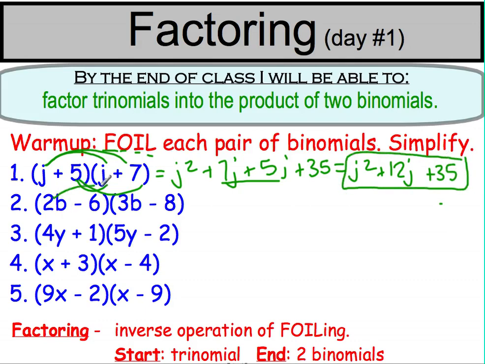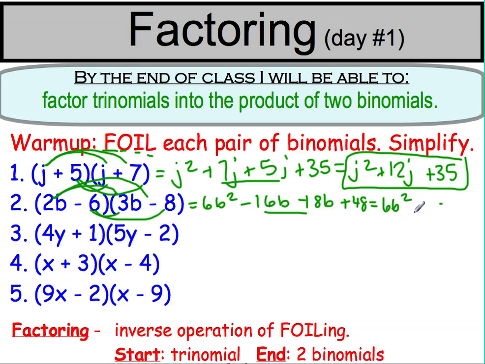That would be 2b times 3b, which is 6b squared. 2b times negative 8 is negative 16b. Negative 6 times 3b is negative 18b. And negative 6 times negative 8 is a positive 48. We combine the middle terms. Let's see, we'd have 6b squared, negative 16 and negative 18 is negative 34b, and then plus 48 at the very end.